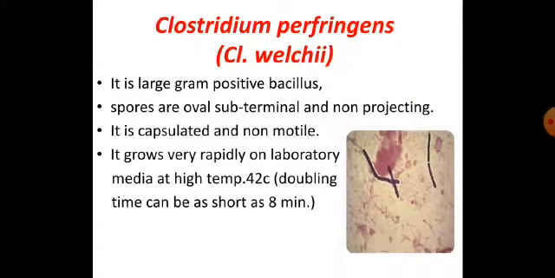Now we are going to talk about Clostridium welchii or Clostridium perfringens. It is a large gram-positive bacillus, spore-forming. The spores are oval, subterminal, and non-projecting. It is capsulated and non-motile. It is one of the fastest growing bacteria known. Its replication time is as short as 8 minutes.